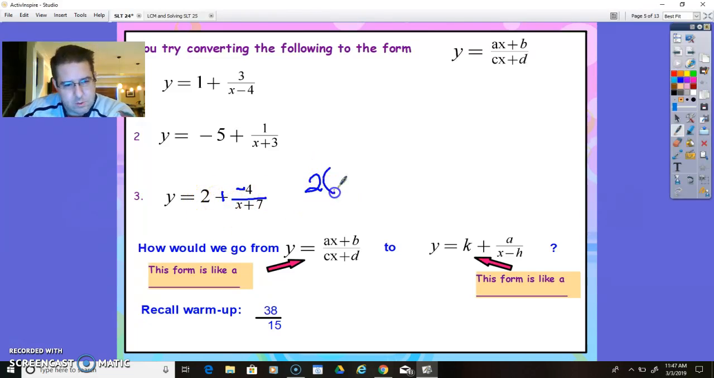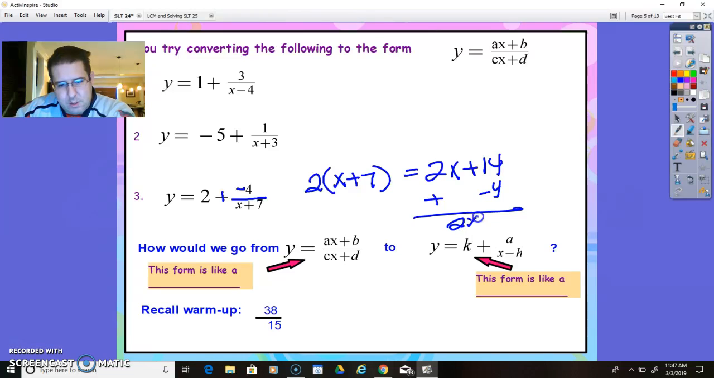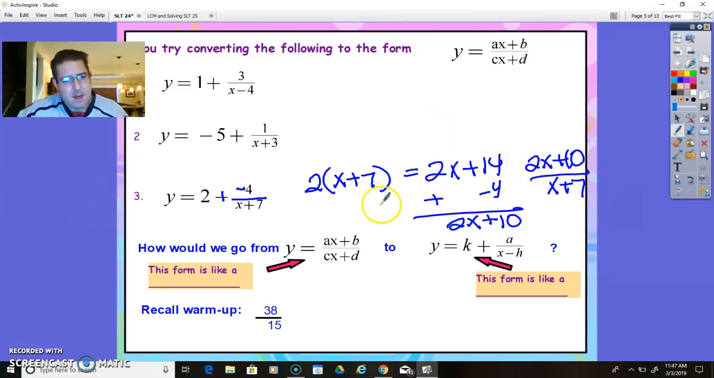So this is really 2 times x plus 7, which gives me 2x plus 14, and then add the numerator, and I get 2x plus 10. And there's my answer, 2x plus 10 over x plus 7. Now, you can always use a graphing calculator to check it. If you want to make sure, put this into your calculator in f of 1, and then put this graph in f of 2, and then you'll see that they are the exact same graph when you press graph.